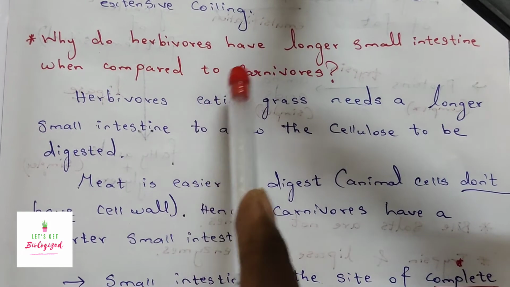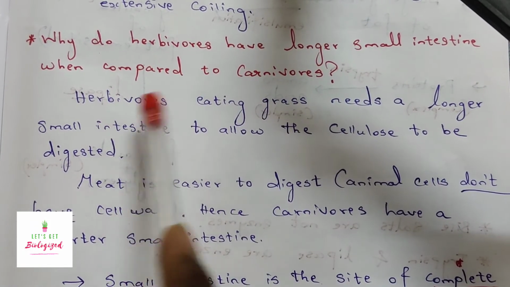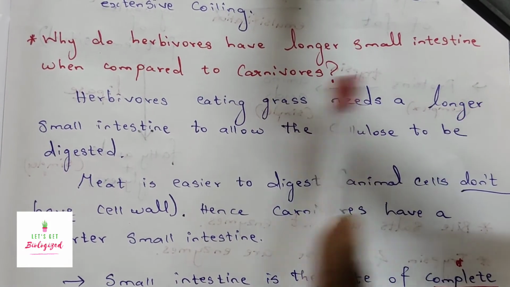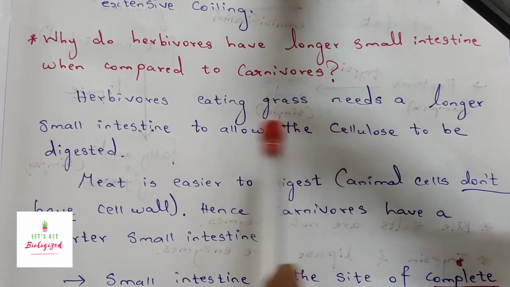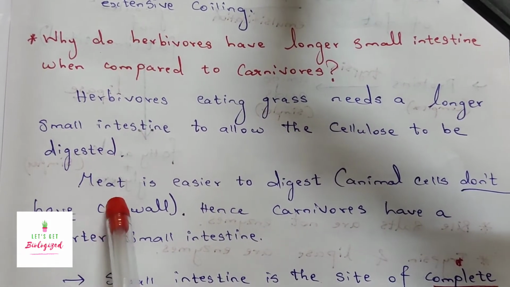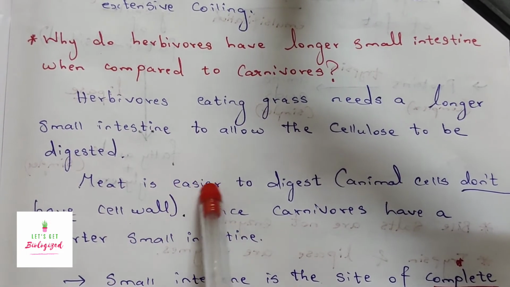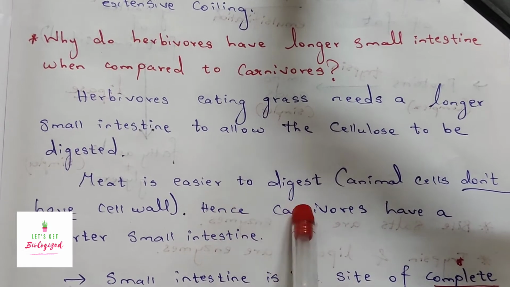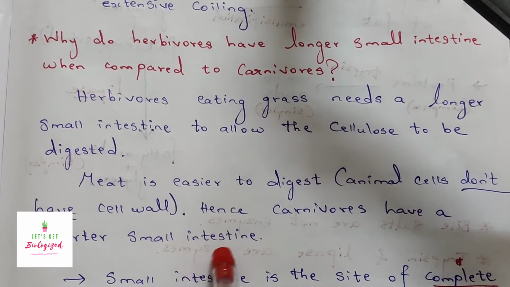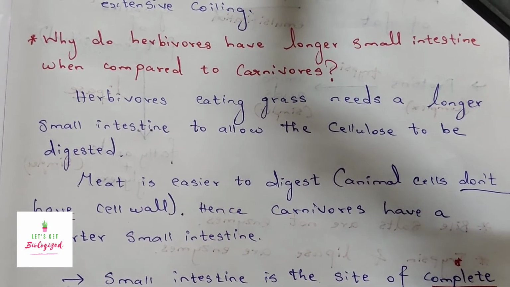Why do herbivores have a longer small intestine when compared to carnivores? Herbivores are all grass eating, plant eating animals. Plant cells are made up of cellulose, so cellulose digestion will take a longer time. But meat, that is animal cells, do not have a cell wall, so it is easier to digest. That is why carnivores have a shorter small intestine.